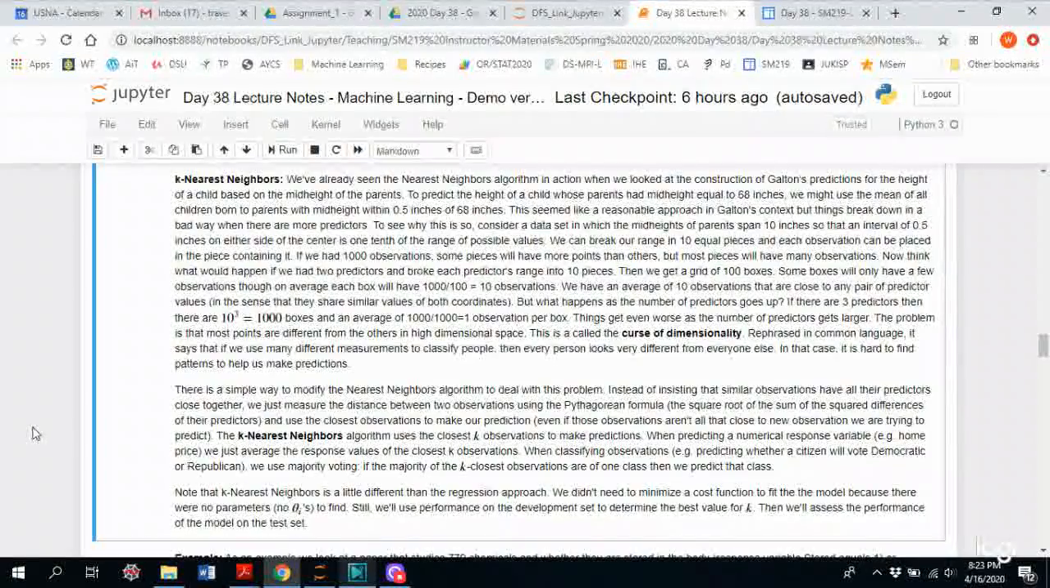Now we can turn to the k-nearest neighbors algorithm. We've already seen the nearest neighbors algorithm in action when we looked at the construction of Galton's predictions for the height of a child based on the mid-height of the parents. To predict the height of a child whose parents had mid-height equal to 68 inches, we might use the mean of all children born to parents with mid-height within 0.5 inches of 68 inches.